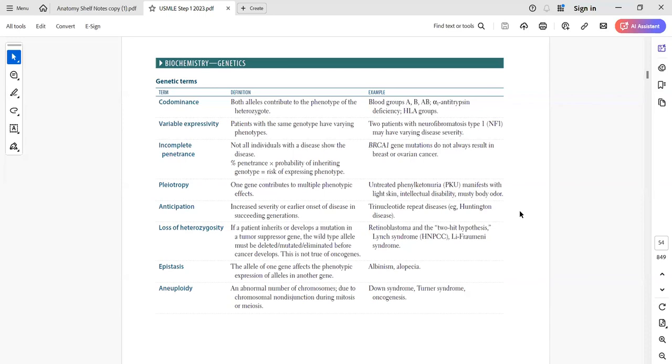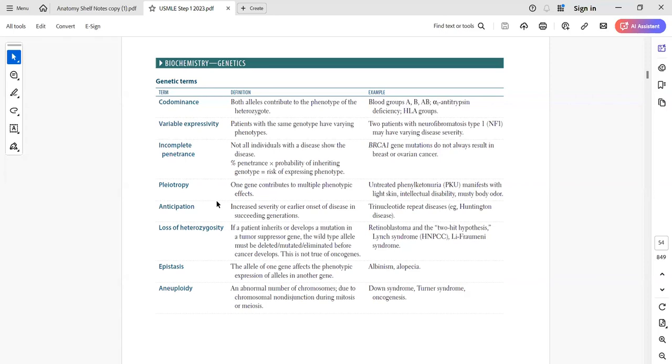The answer would be, they would give you options. Number one, codominance; B, variable expressivity; C, incomplete penetrance; D, anticipation; E, pleiotropy. Okay, A, B, C, D, E. You have to pick pleiotropy. So these things would be the question in the U world, and these things would be the answer, because it's never so easy that they give you this.